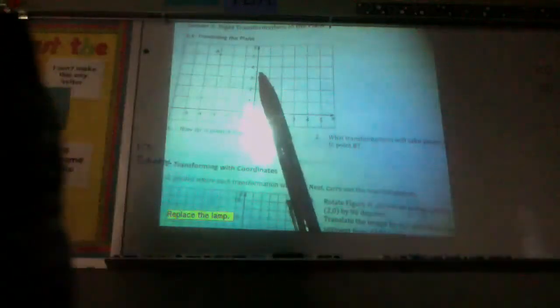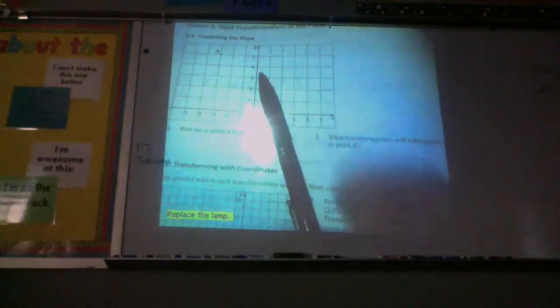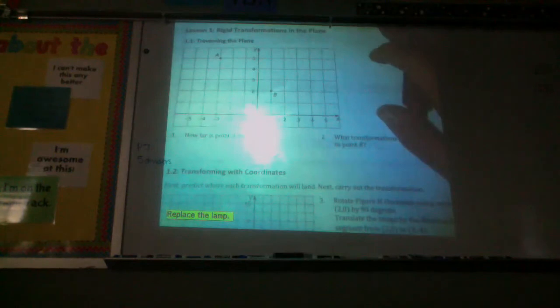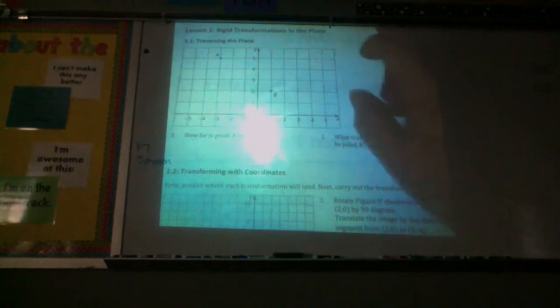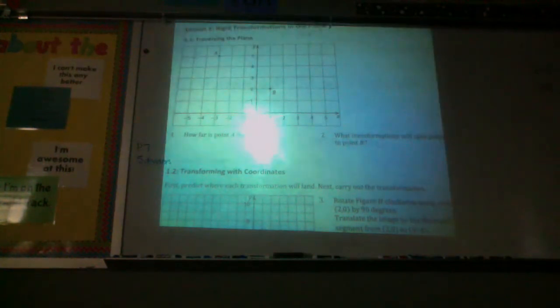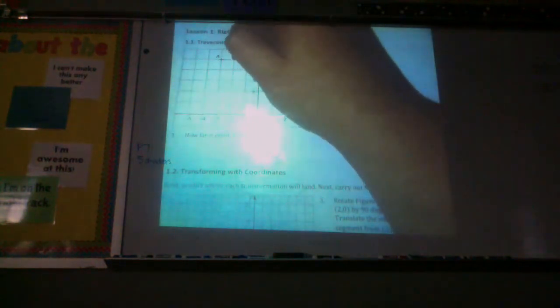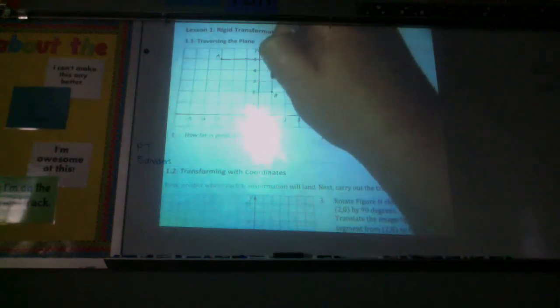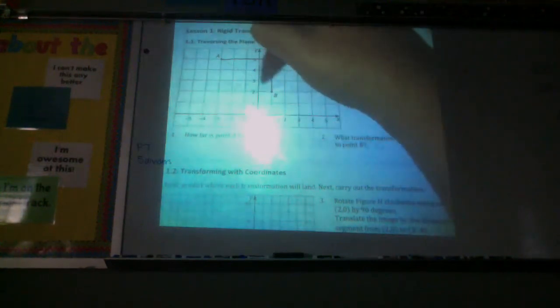All right, so on problem number 1, we have point A here and point B. And our first question is how far is point A from point B? I need the distance between these 2 points. Over 3, down 3. That doesn't tell me how far this one is from this one.